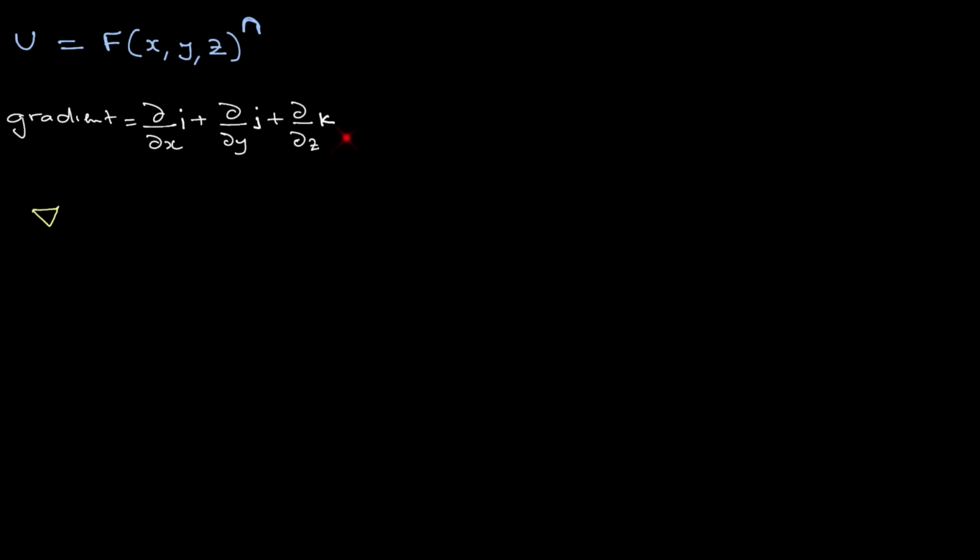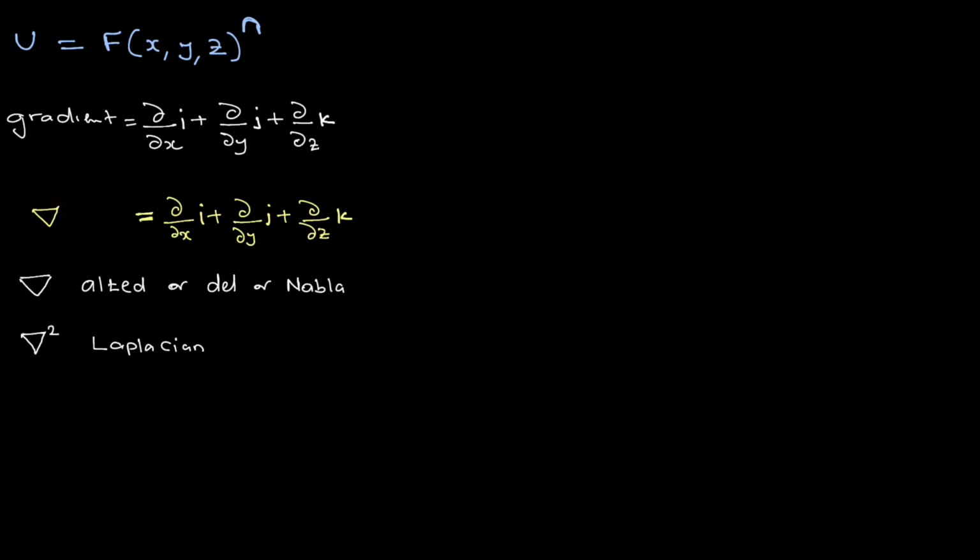This is in 3 dimensions. This is in 1 dimension, this is 2 dimensions, and that's 3 dimensions. And that equals the partial derivative with respect to x while keeping y and z constant in the x direction, plus the partial derivative with respect to y in the y direction while keeping x and z constant, plus the partial derivative with respect to z in the z direction while keeping x and y constant.